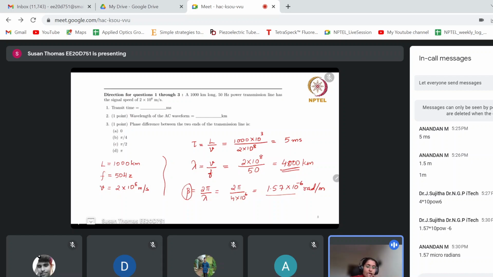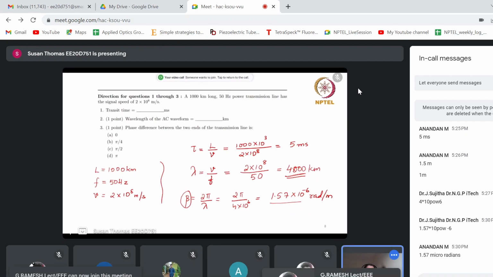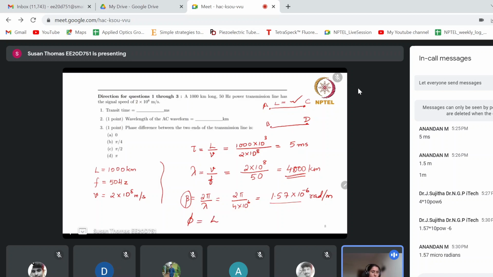So this is the phase per meter. Now, can we calculate the phase difference? Consider a transmission line where AB is the start of the transmission line and CD is the end of the transmission line. We already know the length of the transmission line, and we also know the phase per meter. So can we calculate the phase between AB and CD? We just have to multiply the length by this beta which we have already got. Can you calculate this and let me know the phase difference?